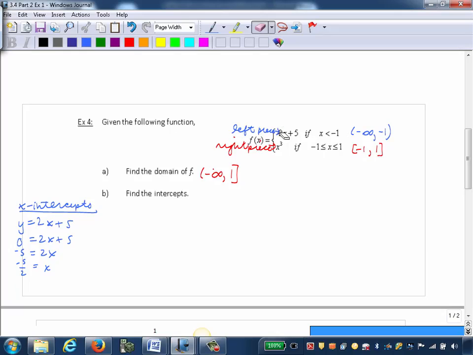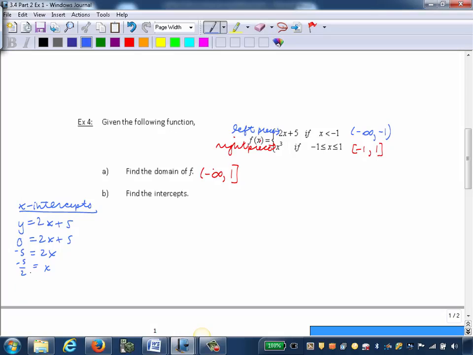Remember, we're only taking a piece of the 2x plus 5 line. So negative 5 halves, it is less than negative 1. It does fall in the domain of this piece. So then I know I do have an x-intercept at negative 5 halves, 0.